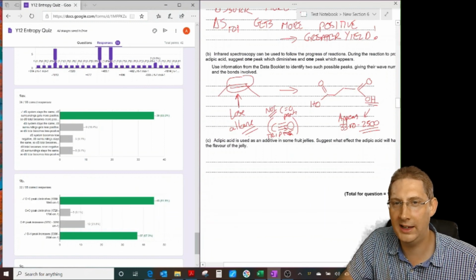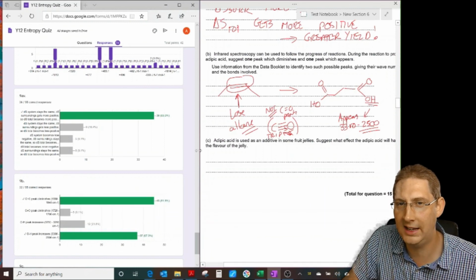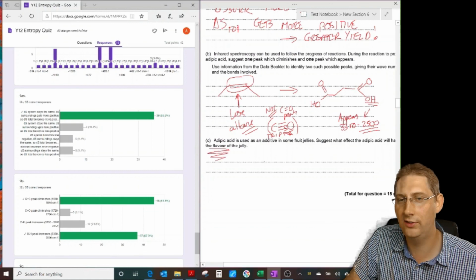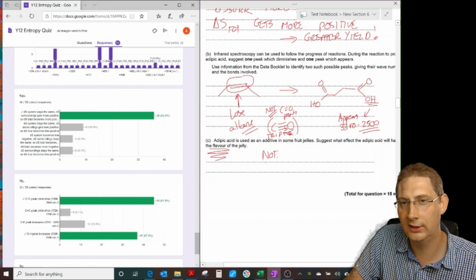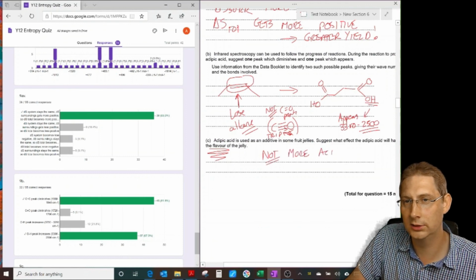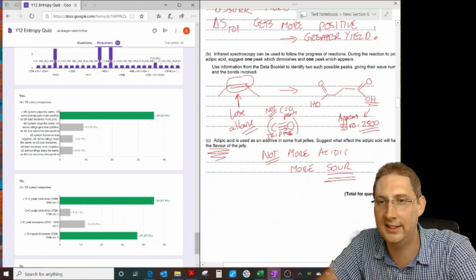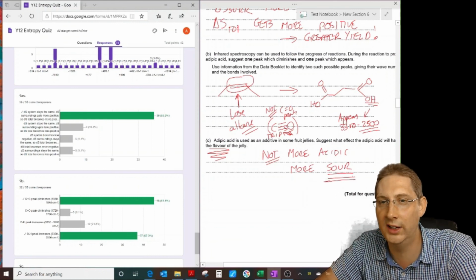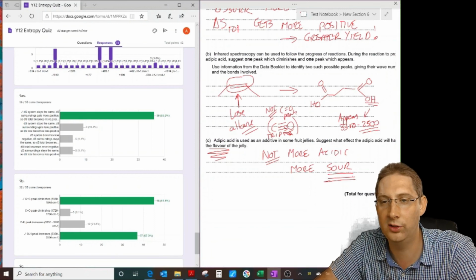And finally, adipic acid is used as an additive in some fruit jelly. So just what effect will the adipic acid have on the flavour of the jelly? And it specifically says, in the mark scheme, not more acidic. It is more sour. That's what they need you to say, that acids give a sour flavour. Yes, they would be more acidic, but that was not what it asked. It asked you for the flavour.